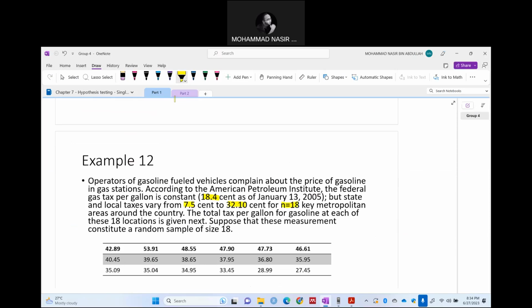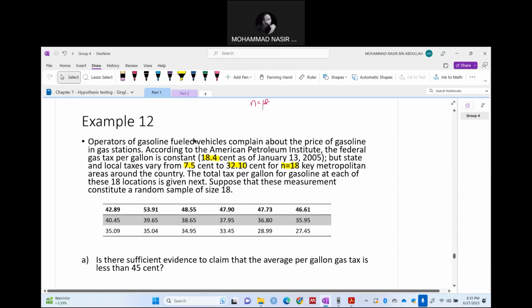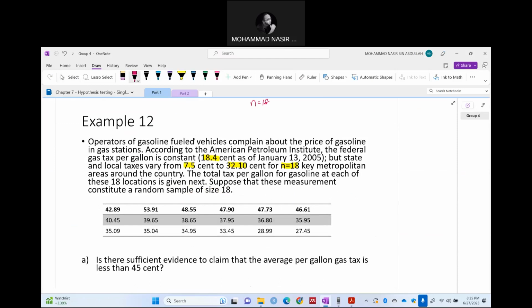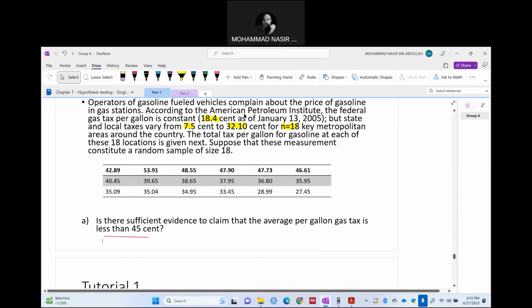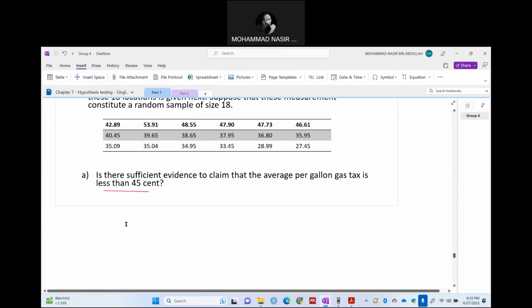So n equal to 18. So we have 18 data here, right? So n equal to 18 key metropolitan areas around the country. The total tax per gallon in these 18 locations is given next. So it is given in this table. So all the data, 18 data is given in this table, right? So what we are looking at is, is there sufficient evidence to claim that the average gallon gas tax is less than 45 cents, right? So from here, we need to calculate the values that we want.